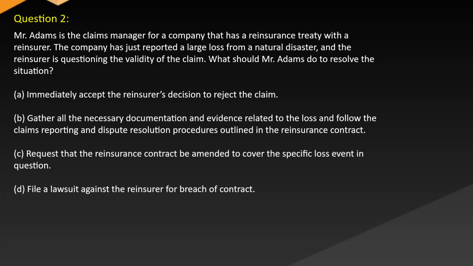A. Immediately accept the reinsurer's decision to reject the claim. B. Gather all the necessary documentation and evidence related to the loss and follow the claims reporting and dispute resolution procedures outlined in the reinsurance contract. C. Request that the reinsurance contract be amended to cover the specific loss event in question. D. File a lawsuit against the reinsurer for breach of contract.